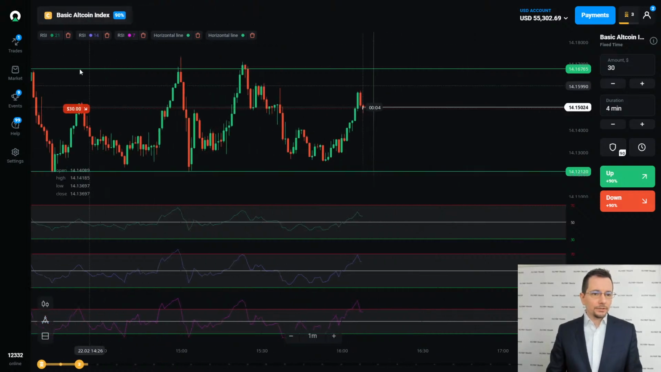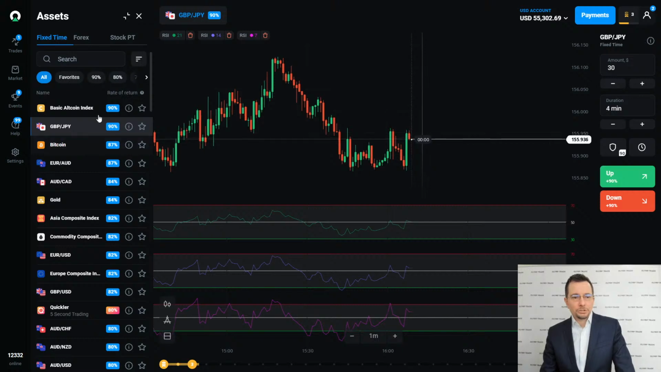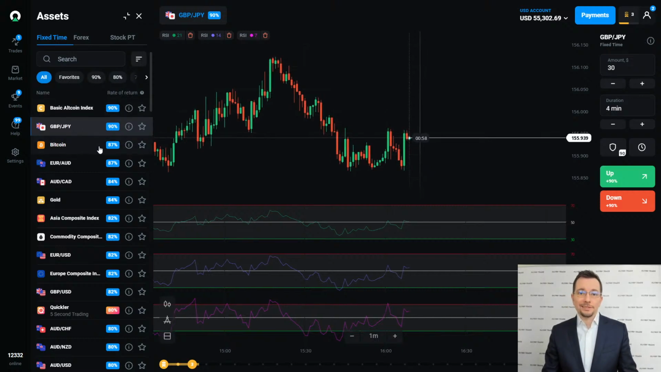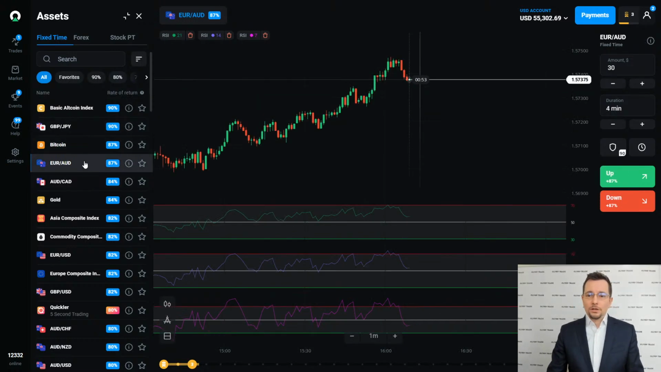So let's go ahead and keep looking down our list of assets. I believe that trading the altcoin index in general using this strategy is a good idea. So we're hanging around the middle on most of these assets. Here we did touch the level.